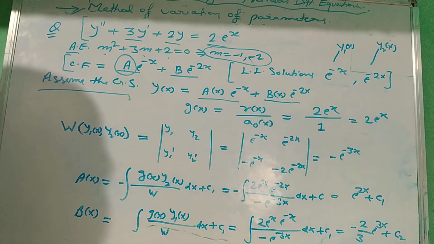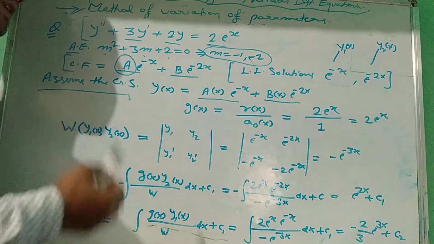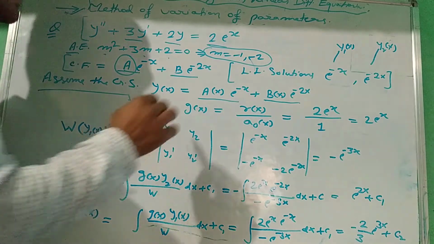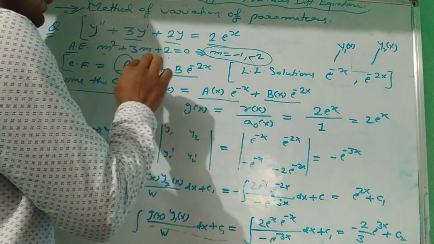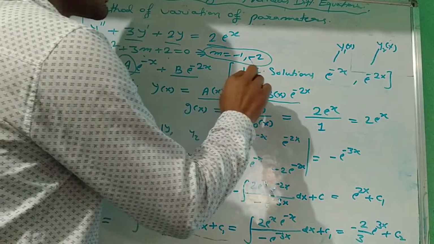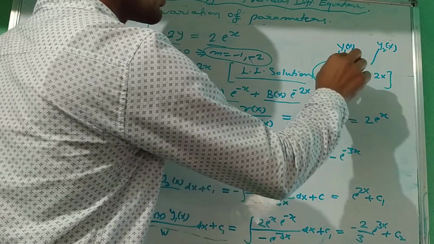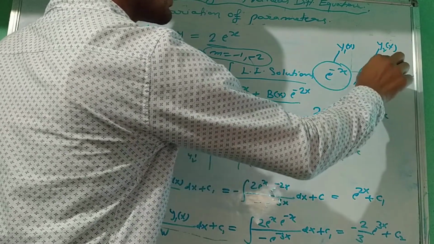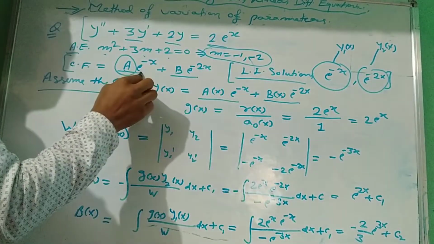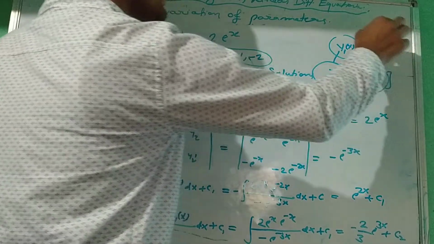Because we need the linearly independent solutions for finding the general solution and Wronskian of this differential equation. The LI solutions from the complementary function are, first, e to the power minus x, and second, e to the power minus 2x. Okay, this is the first and second LI solution of the differential equation. This is denoted by y1(x) and y2(x).